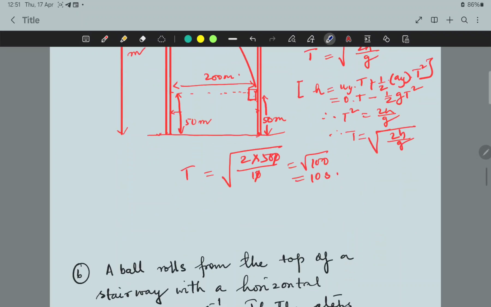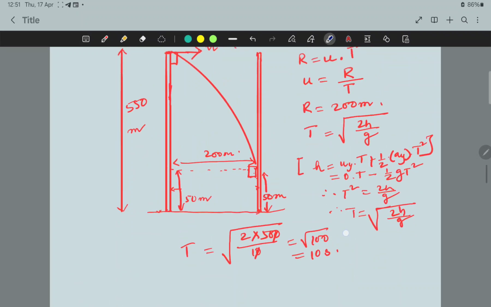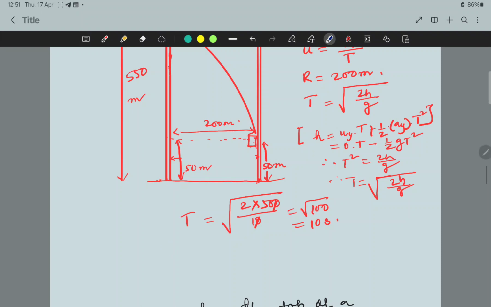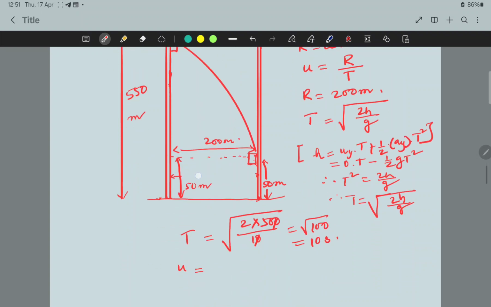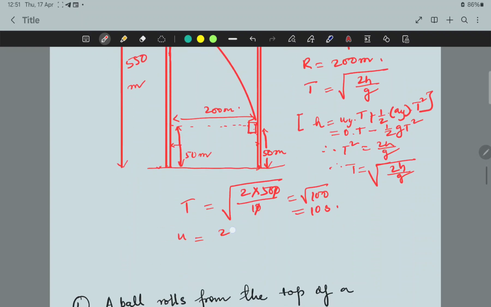Okay, now then let's find u. So u becomes then, R was given 200 by time is 10 seconds, so that is 20 meter per second. So the ball was thrown with an initial velocity of 20 meter per second.